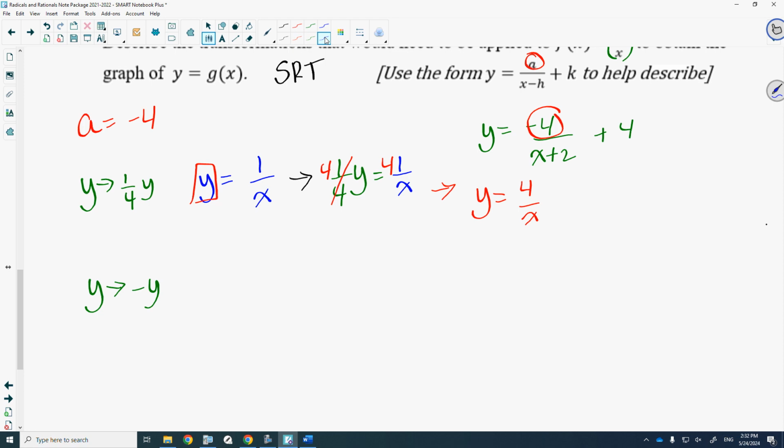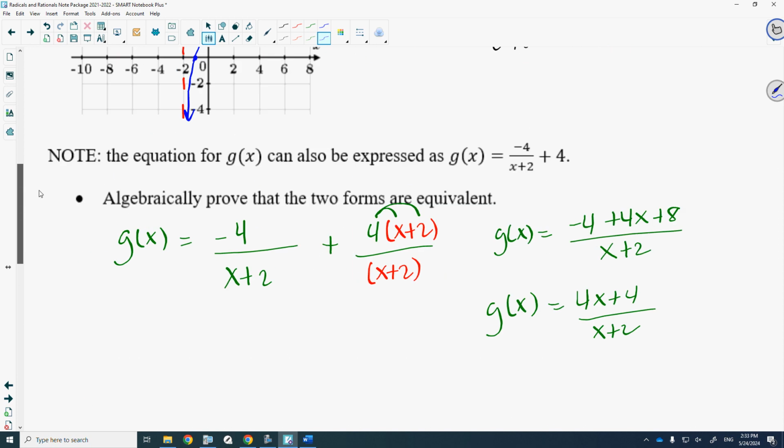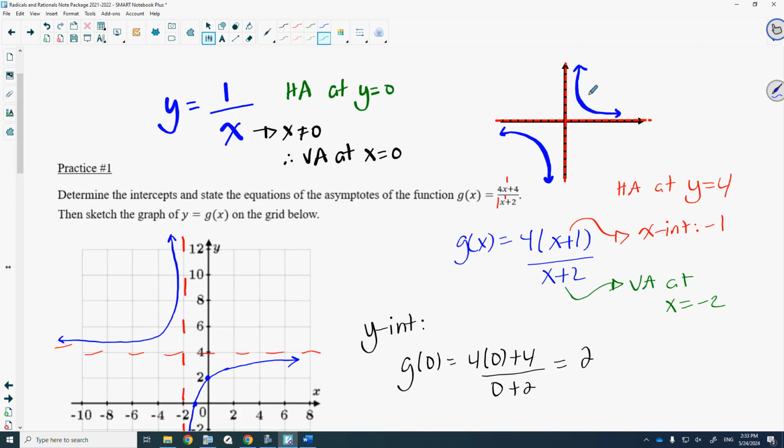So again, this is where we're at. So y is equal to 4 over x. And then I'm going to replace y with negative y. Divide both sides by your negative 1. And you will have y is equal to negative 4 over x. So hopefully you see that there's a reflection, because remember, this is the original graph and this piece has been horizontally reflected over here.